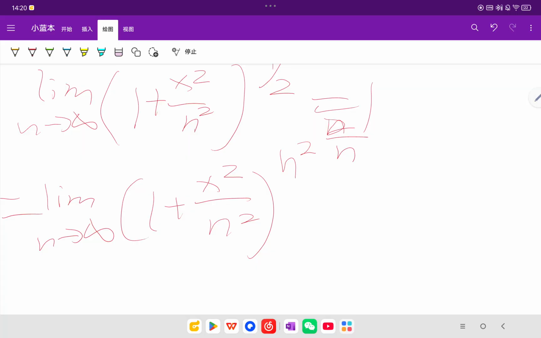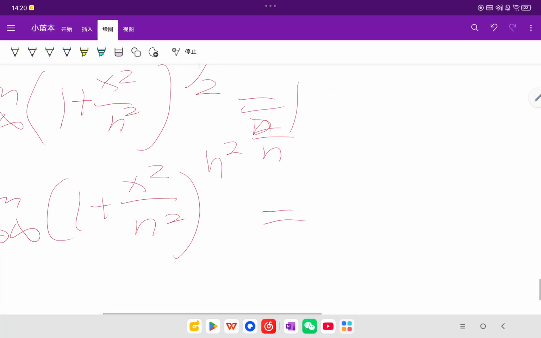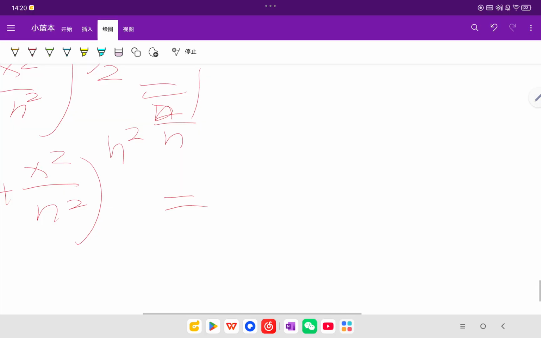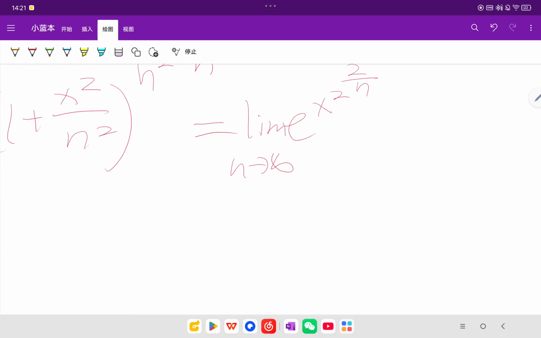And we recognize that the limit below is just another form of e to the x power. So we'll have e to the x squared. So this thing equals e to the x squared. Then we still have the limit here, n to infinity, of e to the x squared, and then 2 divided by n power.